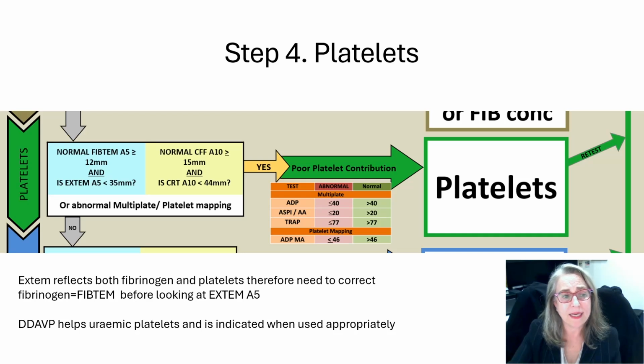The platelet step is next. The EXTEM, as you know, reflects both fibrinogen and platelets, and so you need to correct the fibrinogen before you can even look at the EXTEM. Make sense? We need to get the functional fibrinogen right, or the FIBTEM right, before we go looking, is platelets a problem? And these are the numbers for the cutoff values for platelets to be required. And then there's a more detailed schedule with how many units of platelets to give.